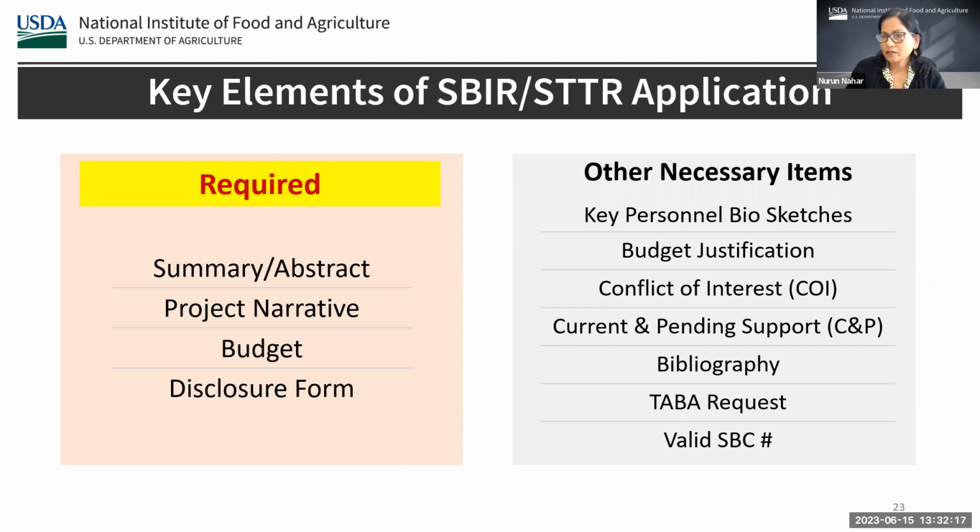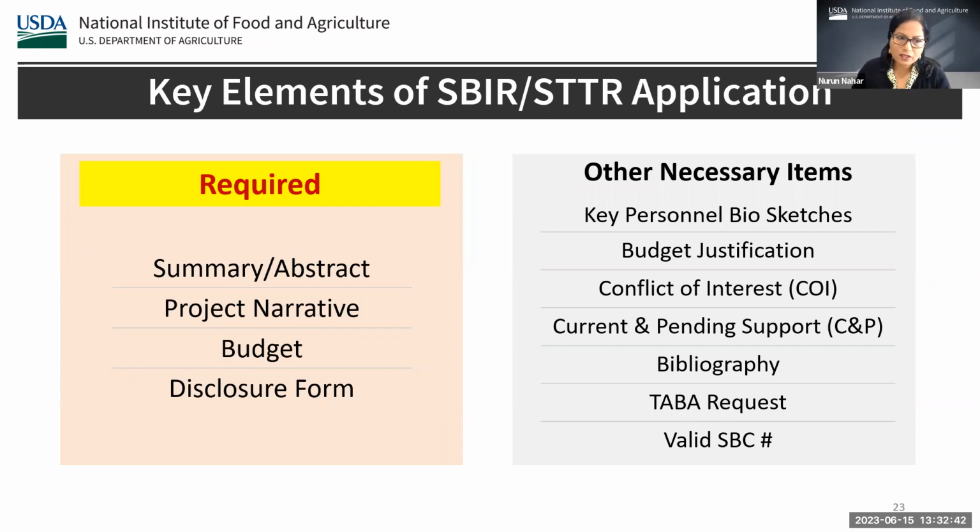And TABA request, we do have technical, what is TABA, Tammy? Technical and business assistance. Yeah. Technical and business assistance. So if you have a request or not, include that one. And Tammy also mentioned a valid SBC, small business control number. So those are the necessary items we are looking for.